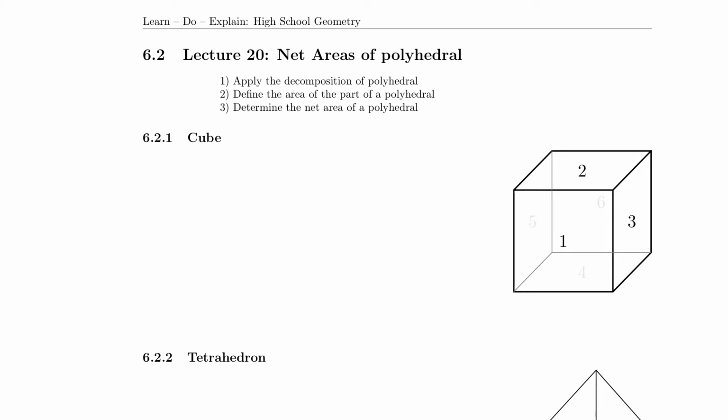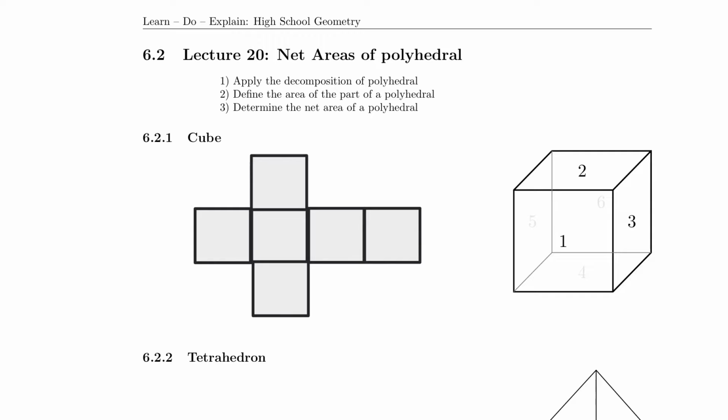Okay, so if we open this cube and put it in a 2D plane, on a flat surface, right? Like we take this edge, this edge, this edge, and this edge, and we just open up, it will look like this. Okay, so here we have basically the composition of the cube when we open it up and put it in a 2D plane.